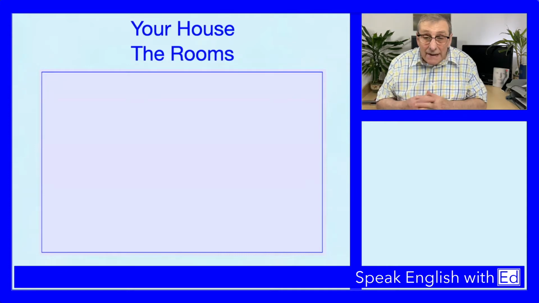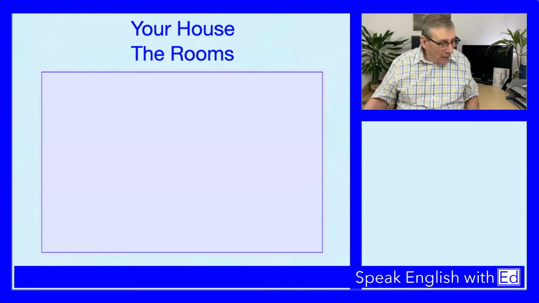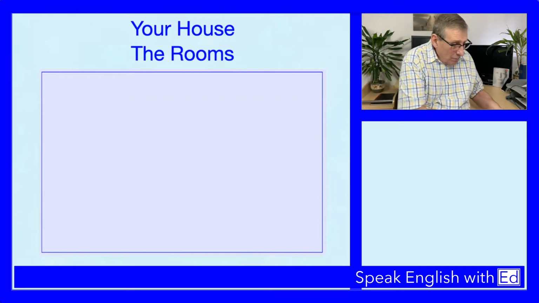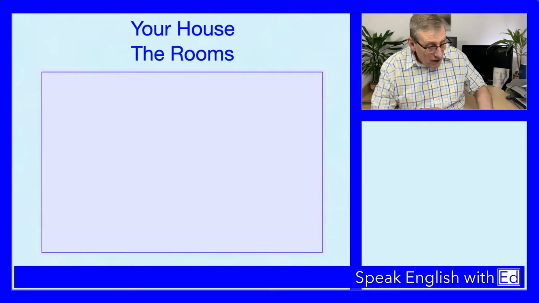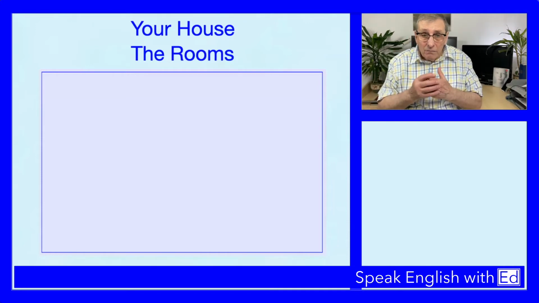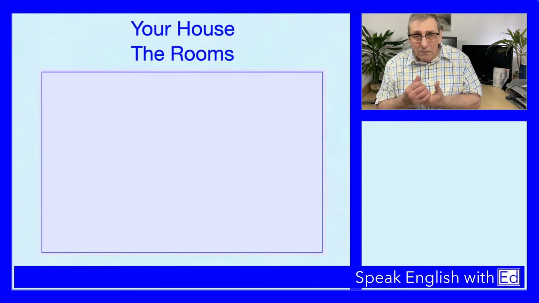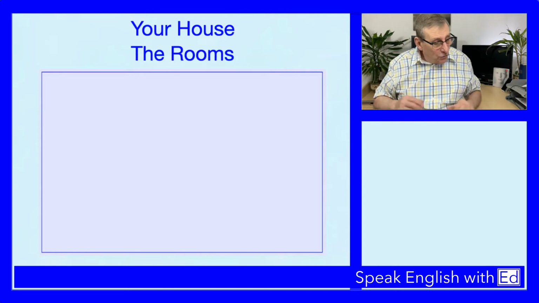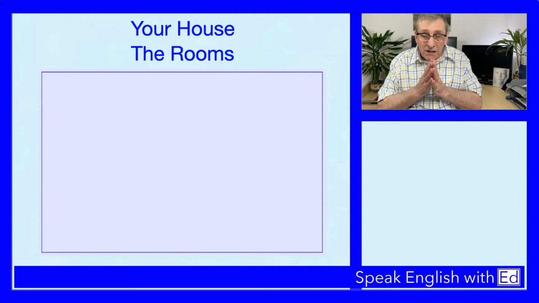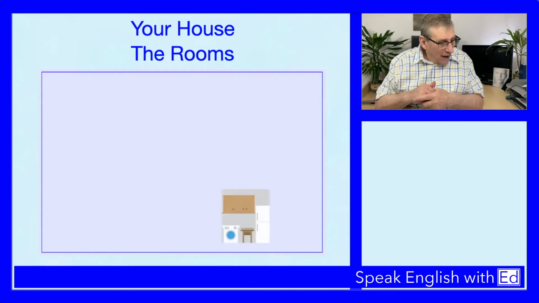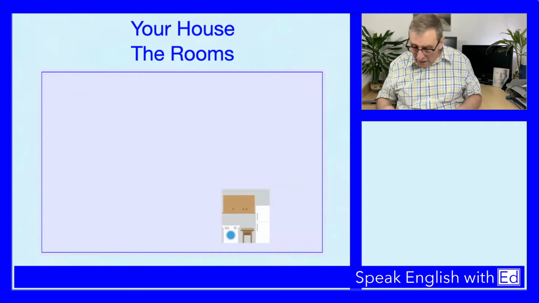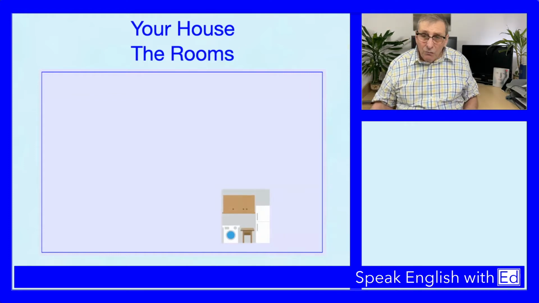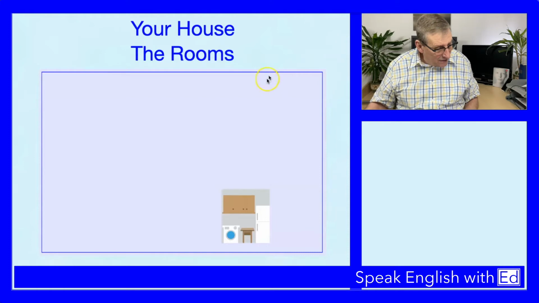So, the rooms that are in your house. There's every possibility that you'll be asked about the rooms that are in your house and asked to describe them, say what's in them, say what you use them for, etc. Or you could be shown a photograph of a particular room and asked, what sort of room is this? So, let's have a look. If you were shown a photograph like this, what sort of room would you say it is?